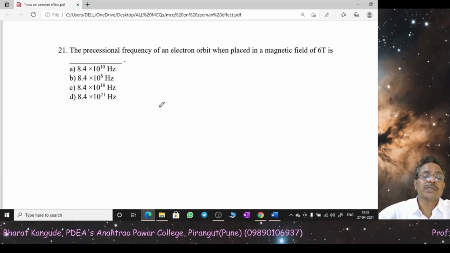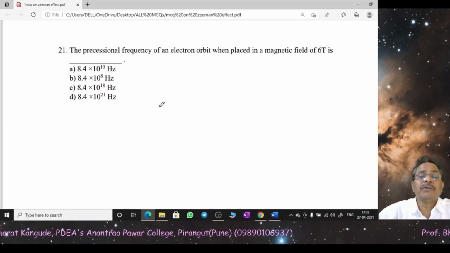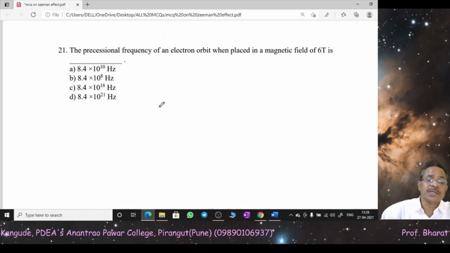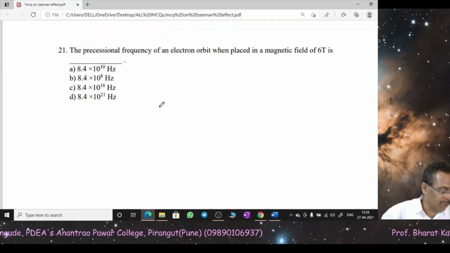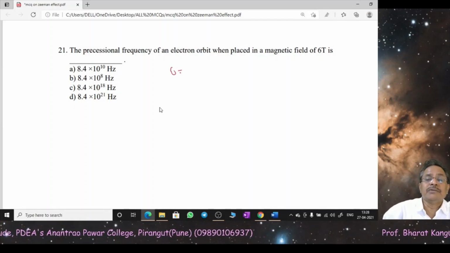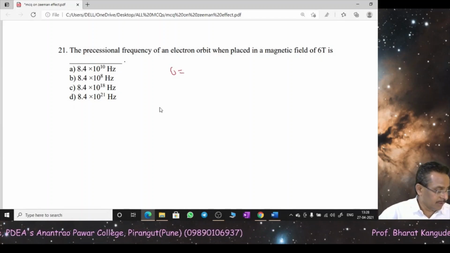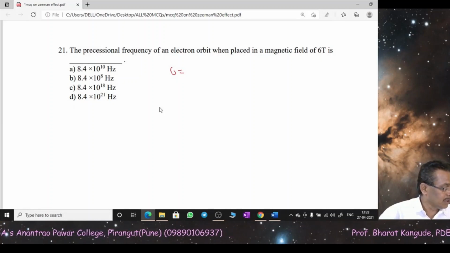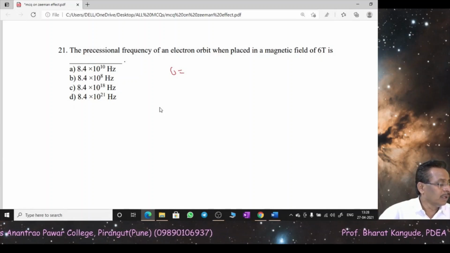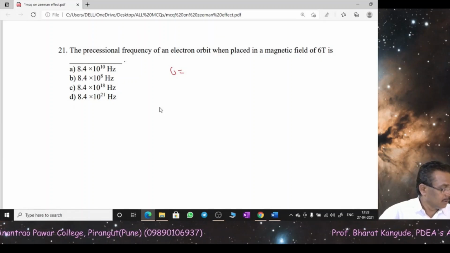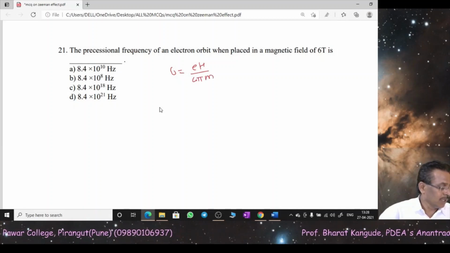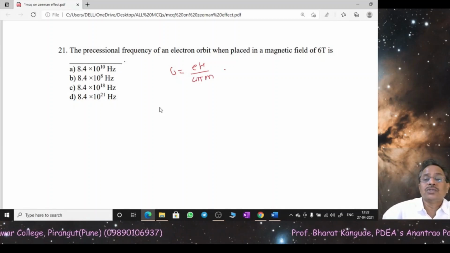So for question number 20, the correct option is C, both A and B. Now question number 21: the precessional frequency of an electron orbit when placed in a magnetic field of 6 Tesla. This precessional frequency is given by a formula we have already seen, which is eB upon 4 pi m. Let's use this expression.